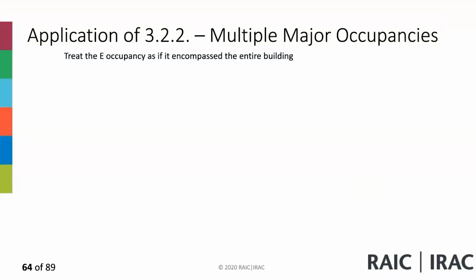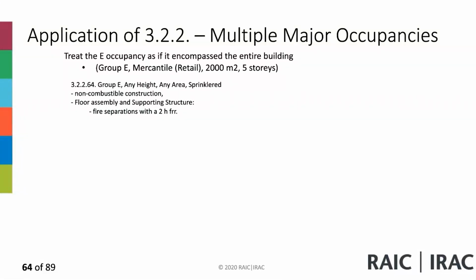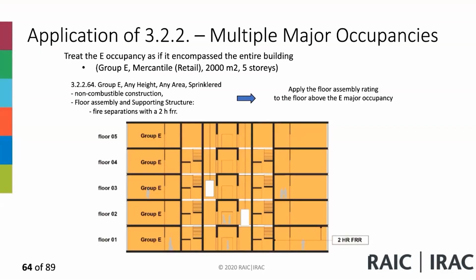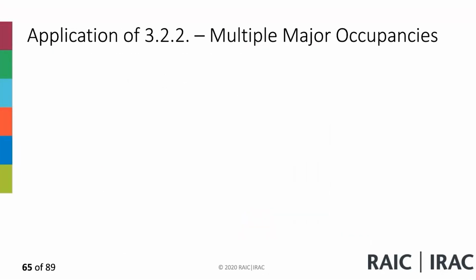You take each occupancy by itself, and you consider that it encompasses the entire building, the whole building area as well as the whole building height. Group E, multi-cultural retail, 2,000 square meters, 5 stories. And that gives me, for that floor, 32264. Apply the floor assembly rating to the floor above the group E major occupancy. So this is our fire resistance rating.